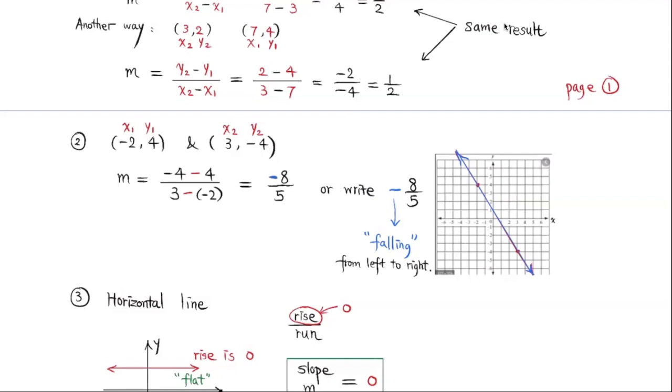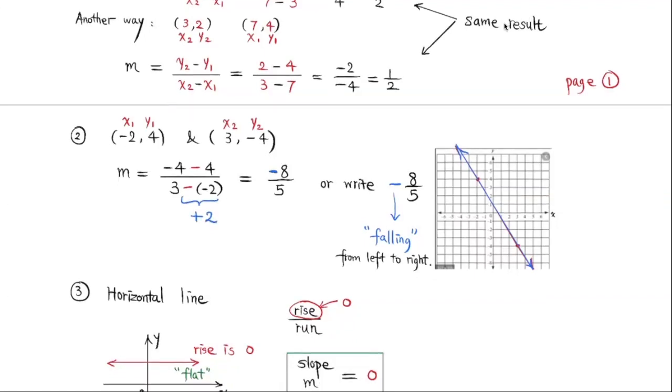Remember, when you have this minus -2, that is going to become adding 2. Okay, so this is 5. This result here cannot be reduced. So this is the final answer for the slope. Or you can leave the negative sign in front of this. So you have -8 over 5.